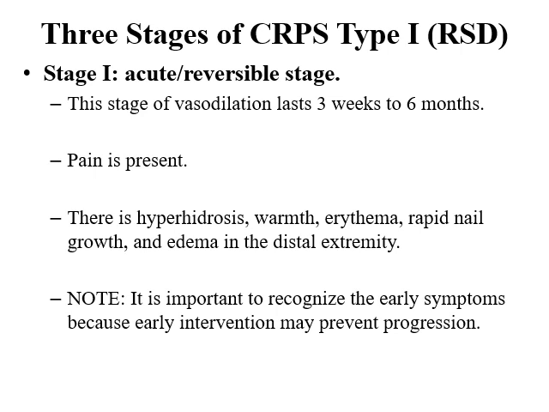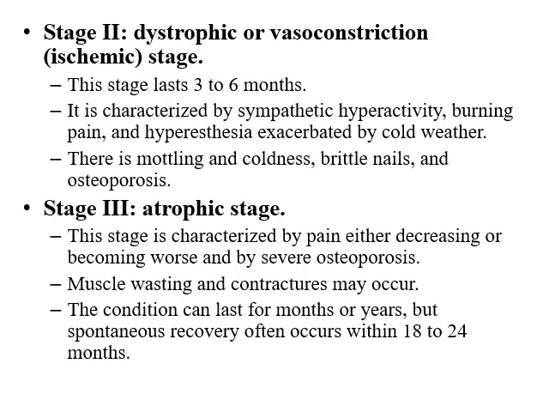It is important to recognize the early symptoms because early intervention may prevent the progression. The earlier the CRPS is diagnosed and the intervention is carried out, the better the prognosis. Stage 2 is the dystrophic or vasoconstriction stage, that is the ischemic stage. It lasts for 3 to 6 months and is characterized by sympathetic hyperactivity, burning pain, and hyperesthesia exacerbated by cold weather. There is mottling and coldness, brittle nails, and osteoporosis.